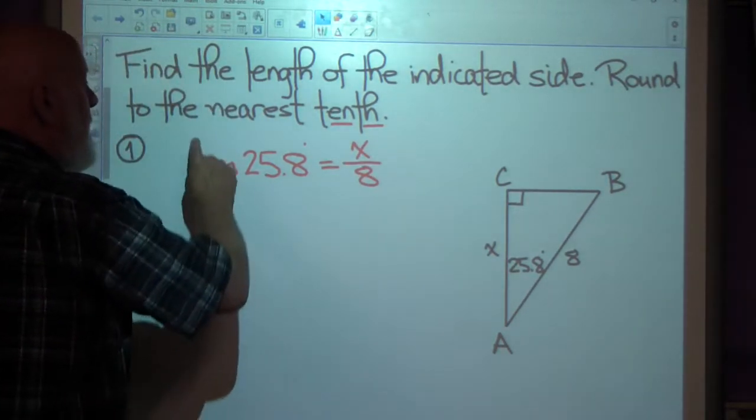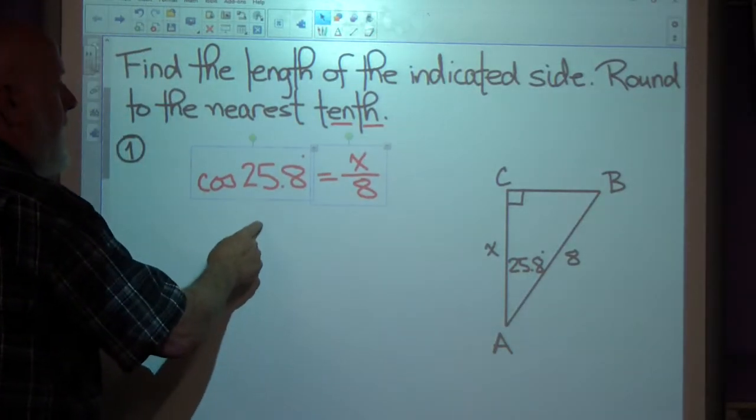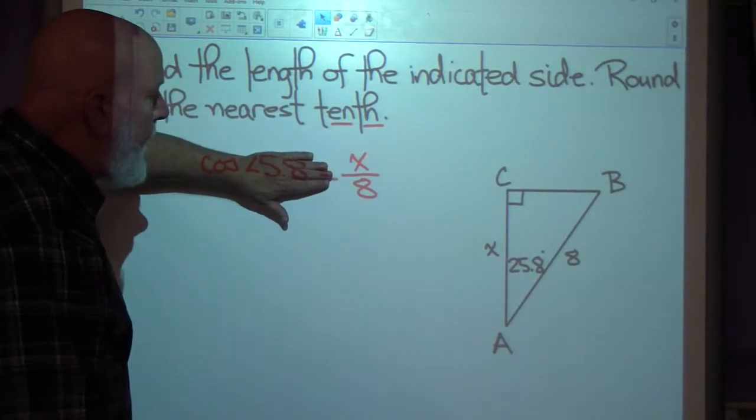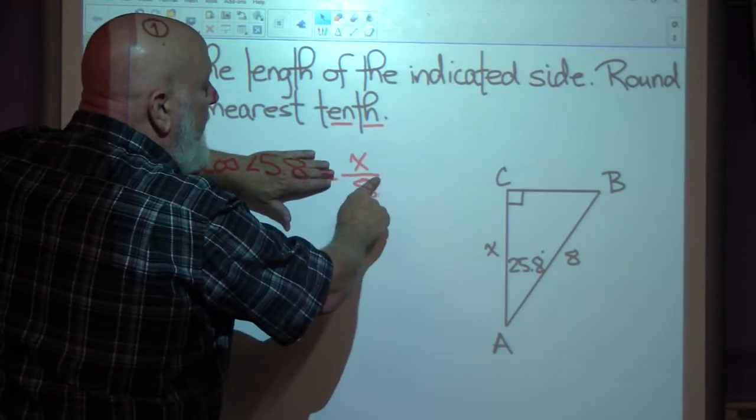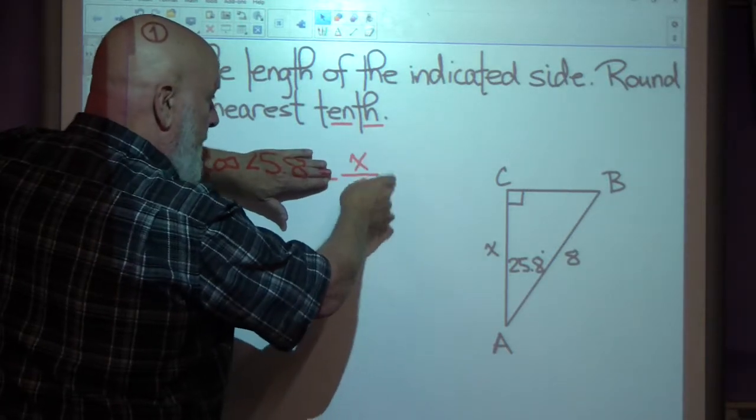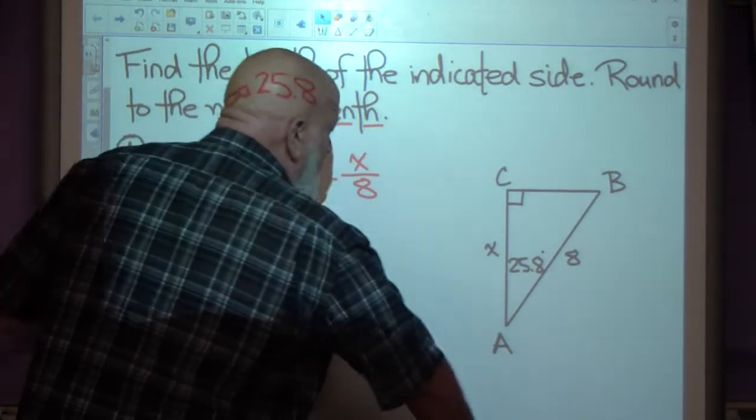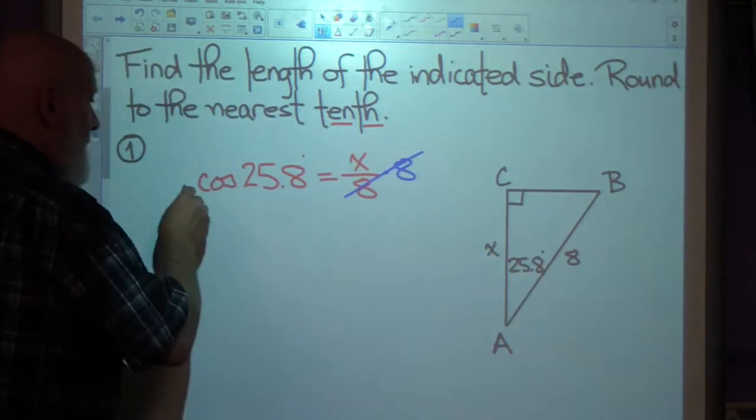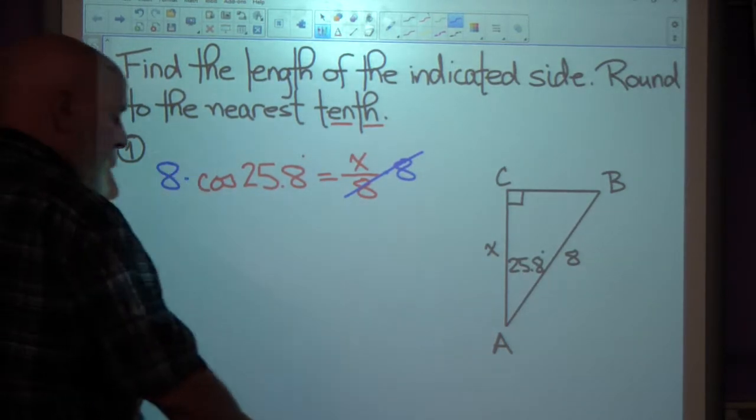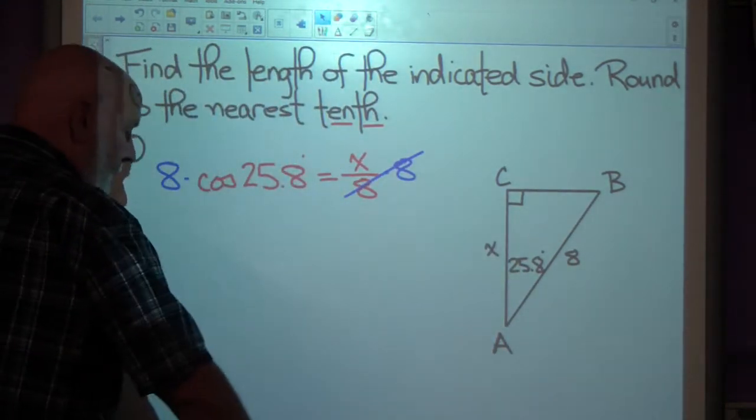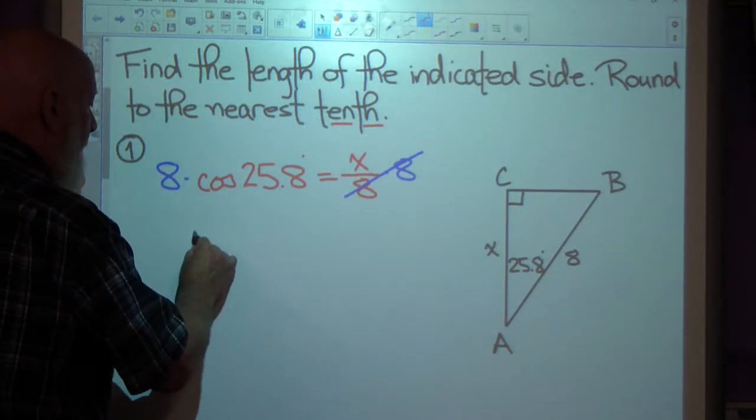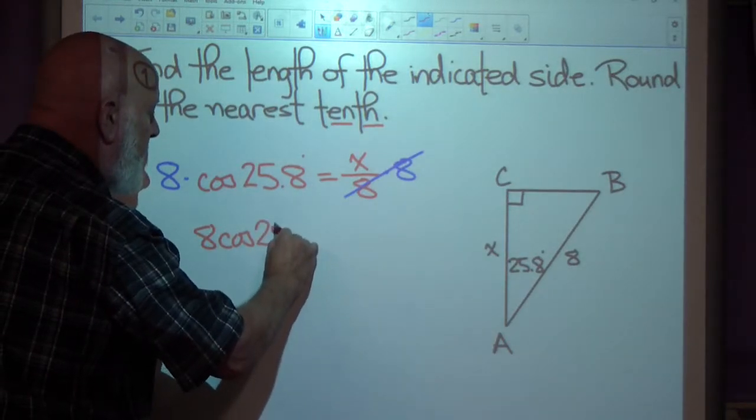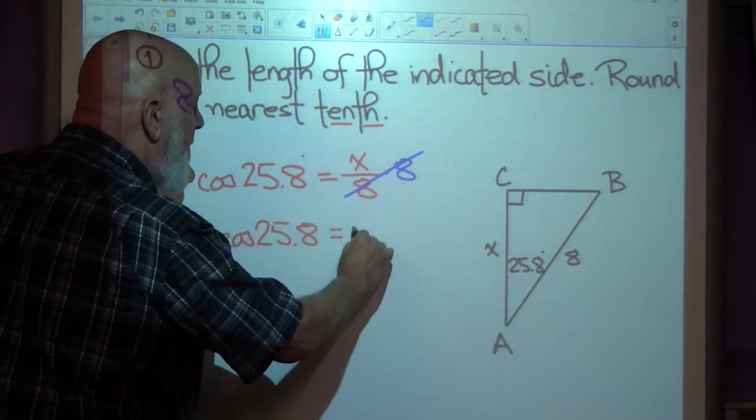And now I've got a nice little equation that I can solve pretty easily. If I solve this for x, back in Algebra 1 and pre-algebra, we learned that we get rid of a divided by 8 simply by multiplying both sides of the equation by 8. So that's what I'm going to do. I'm going to multiply both sides by 8. That will cancel, leaving x by itself, which is what I'm looking for. x is the length of this side. When I rewrite this, I'll have 8 cosine 25.8 degrees is equal to x.